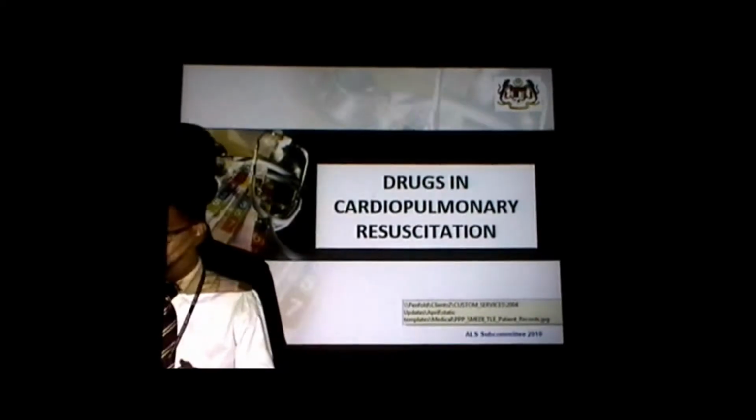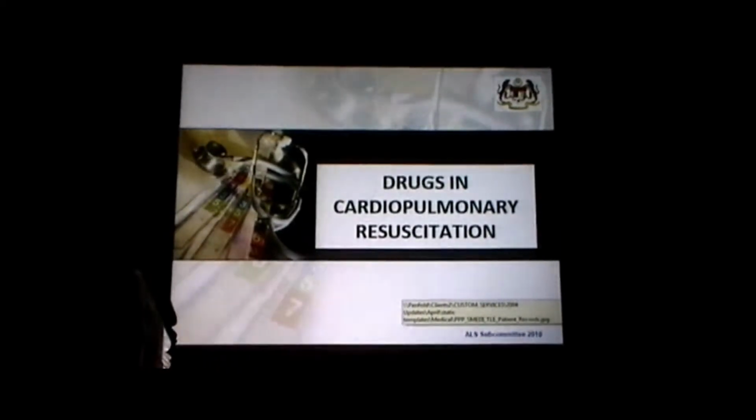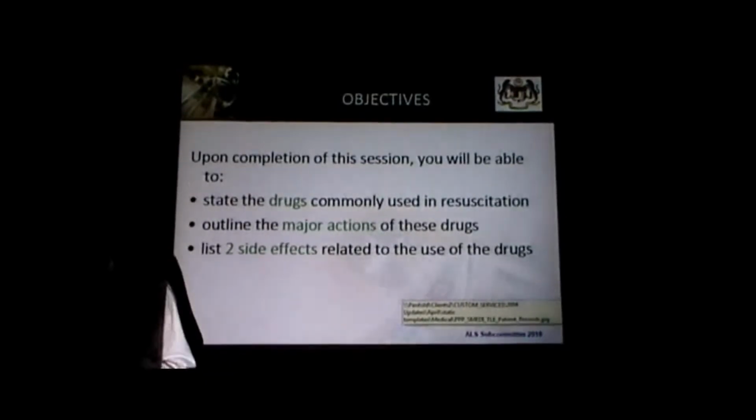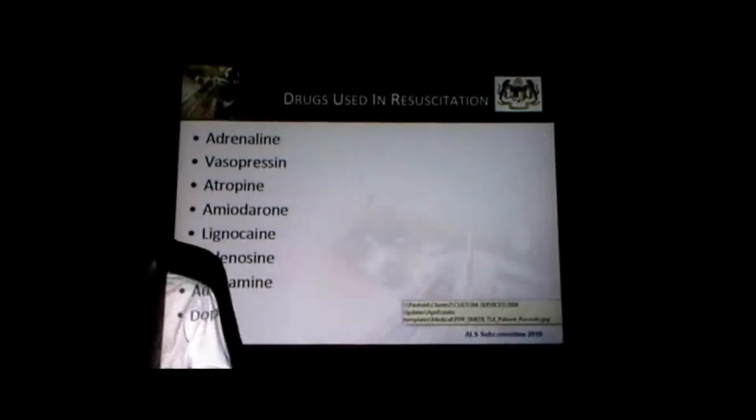And next lecture is drugs in cardiopulmonary resuscitation. Definitely you need to know your drugs. You really need to know your drugs. And this is the objective. You have to know not just your drugs, but the major actions and at least 2 side effects.